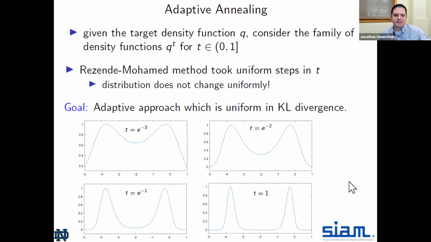So our goal was, can we rephrase this in terms of a homotopy and make an adaptive approach which is uniform in this KL divergence? So if you see here, my pictures are not uniform in T. These are based on exponentials, which are not uniform. And so taking a uniform step size in T is not a good approach.